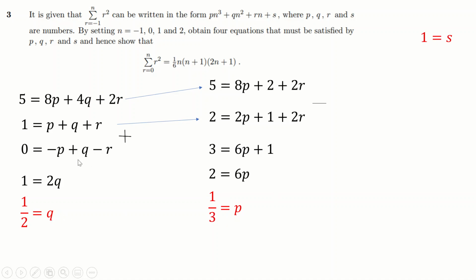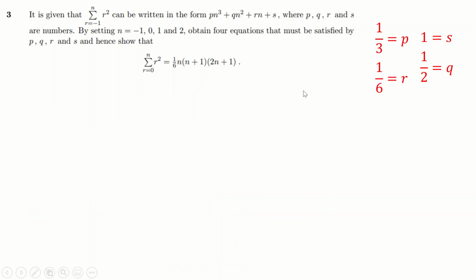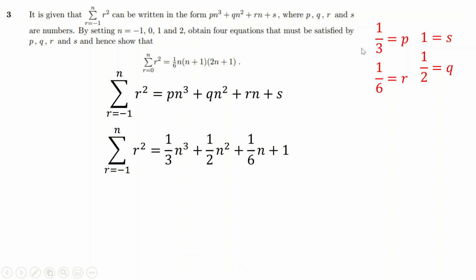Pick your favorite equation. I think this one is probably the easiest one to go with. If I rearrange that just a tad, add r to both sides, I get this. And now r is the thing I'm looking for, and I know p and q. So I get r is minus a third, plus a half. And if you do that, you find that it's a sixth. And those are my 4 unknowns all found. So going back to what we had, that this sum here was equal to this cubic with those 4 unknowns. Well, I know them all now, so I'm just going to put them in. I know p is a third, I know q is a half, and so on.